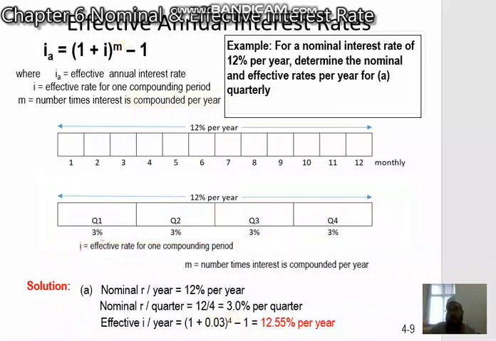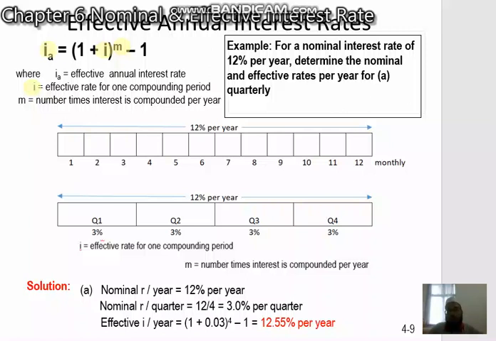So again, to determine the effective rate using this formula, we must be able to identify the i parameter and also the M parameter. Again, i is defined as the effective rate for one compounding period, and M is the number of times interest is compounded per year, or the compounding frequency in a year. Why year? Because we are calculating the effective annual interest rate.